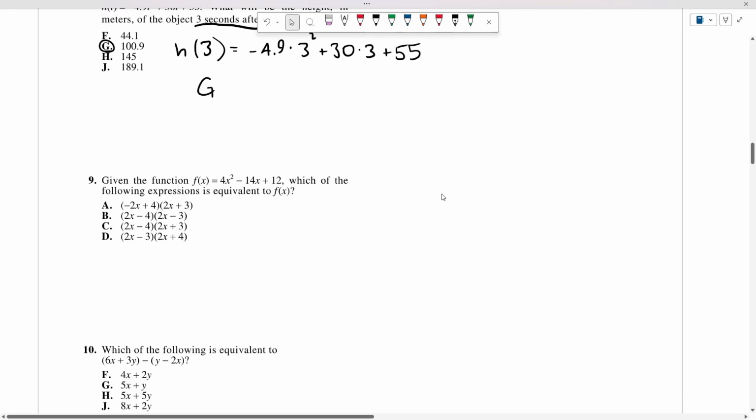Number 9, given the function, which of the following expressions is equivalent to f of x? So unfortunately, there's no good way to factor this expression. So what I would do here, if I were you, I would FOIL each of these out, I guess. Actually, here's a trick you can do. Some people told me about this trick last time. You can graph the function they give you, but you can also graph each of the answer choices and see which two are the same.